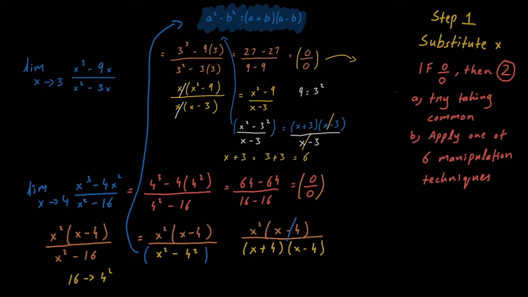Here we can simply cancel off x minus 4 and x minus 4 and we'll be left with x square divided by x plus 4. Now if we substitute for x, we will simply get 4 square divided by 4 plus 4, which is 16 divided by 8, and the answer is 2. Let's try doing a few more questions.